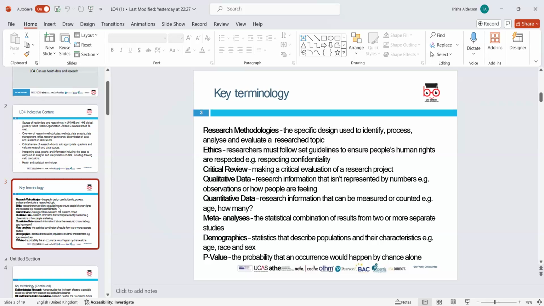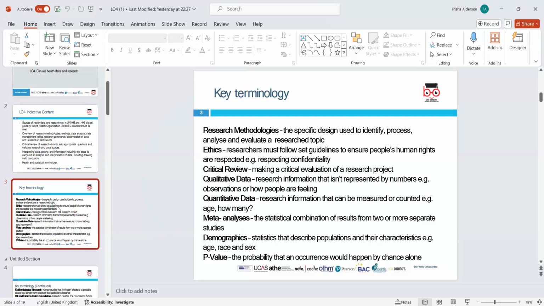Another methodology is quantitative data. Now, that's the opposite of qualitative data. With quantitative data, research information is used that can be measured or counted. For example, age and how many. So it's all to do with the numbers. You'll see the term meta-analysis, and that's the statistical combination of results from 2 or more separate studies.